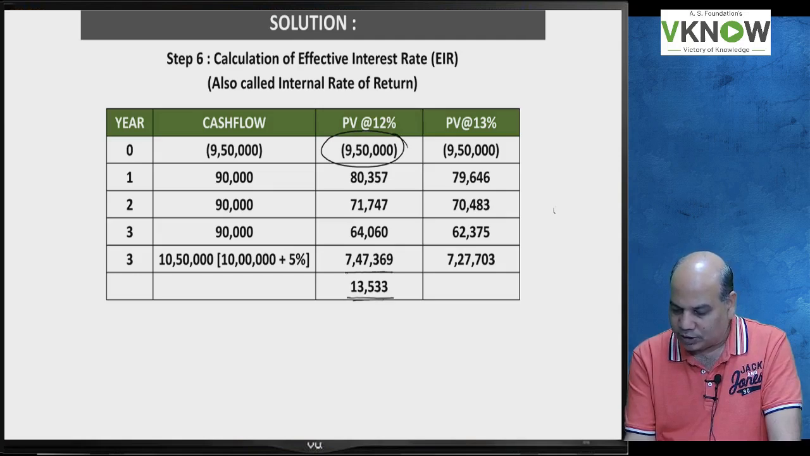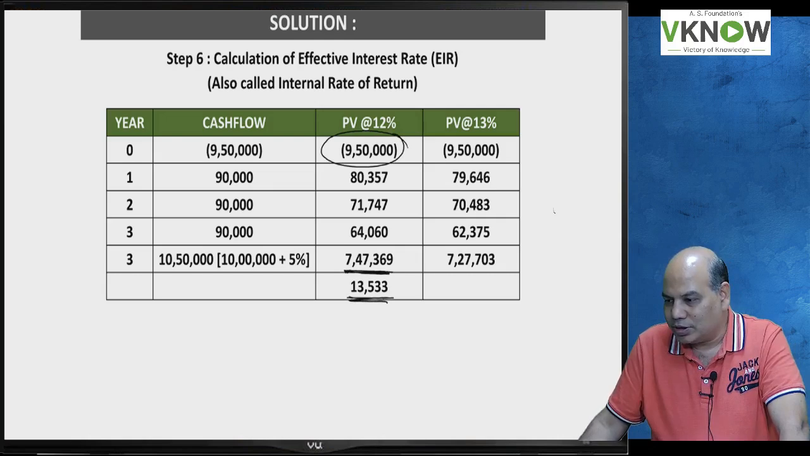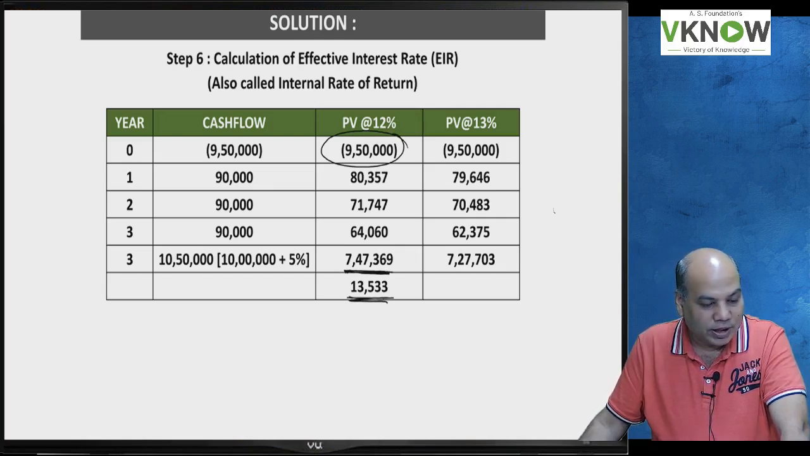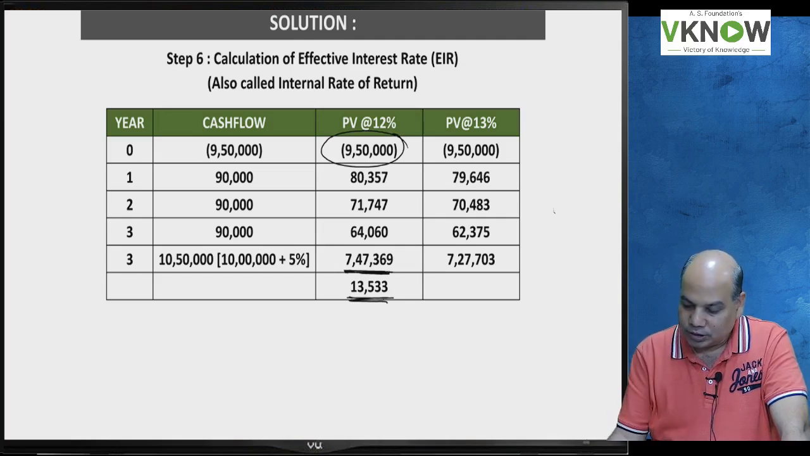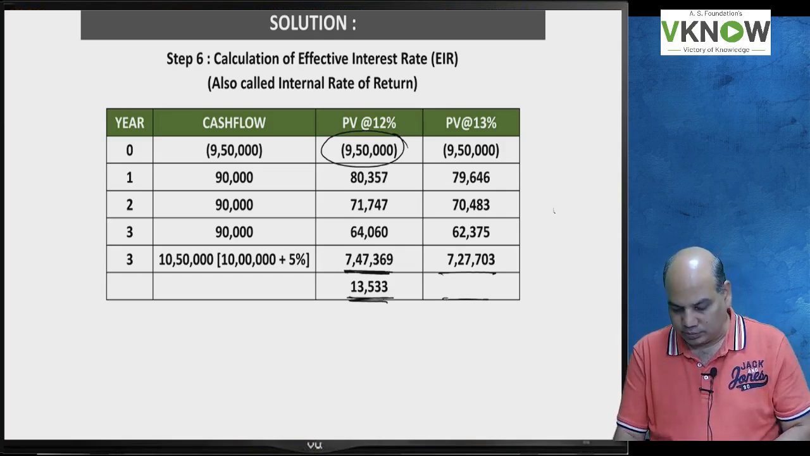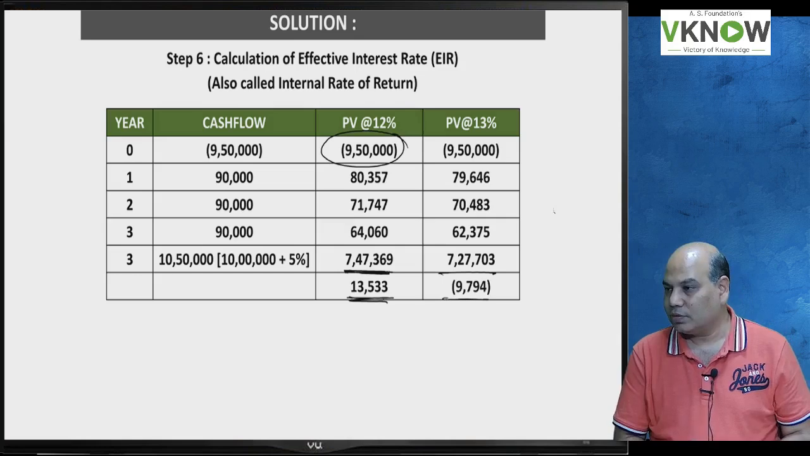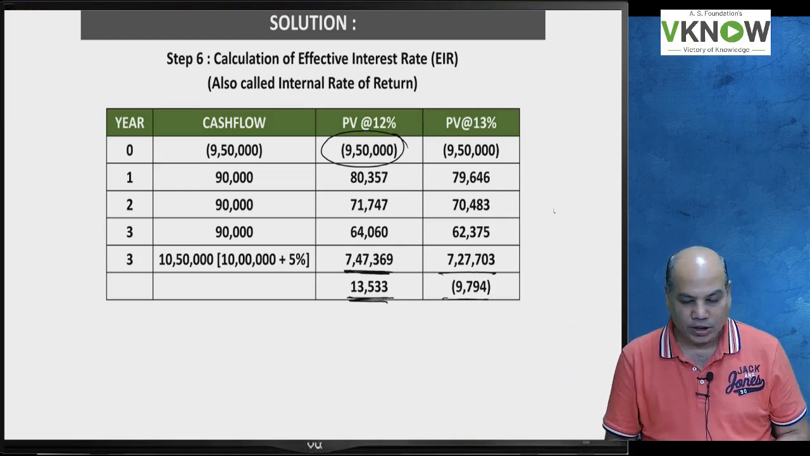Please confirm. I have done the calculation myself, but I am not sure 100% if it is right, and sometimes there can be a typing mistake also. So will you please check? Is it 13,533? Last column, please reply. 9794. No problem. 1 rupee difference is okay.